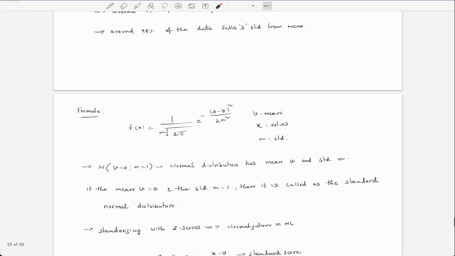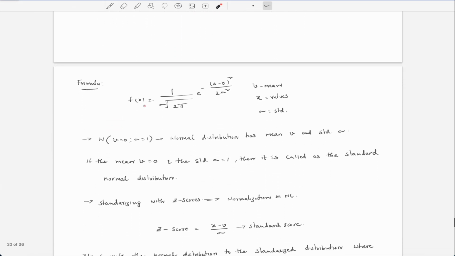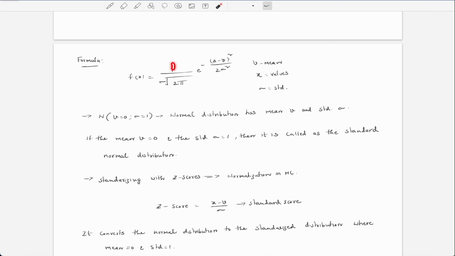And we have a formula for that. How are we going to find that? f(x) is 1 divided by sigma square root of 2 pi, times e to the power minus (x minus mu) squared by 2 sigma squared. I don't suggest remembering this formula. We can simply Google it and implement it in our code. Okay.